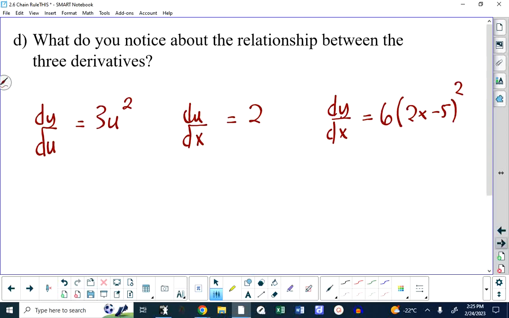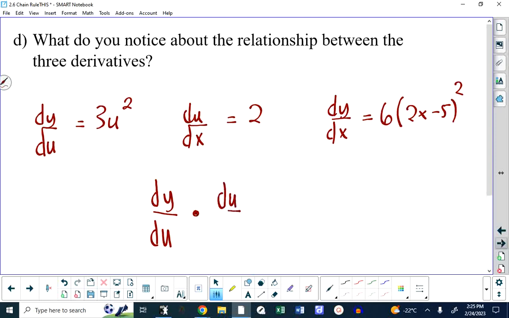Go for it. So the 3u squared and the 2, when you multiply the 3 and the 2 together, you get 6, and because u is 2x minus 5, you put that in for the u, and it's squared. Jackpot. What we've discovered, and granted, this is just one illustration, but this is true always in this scenario, is the following.